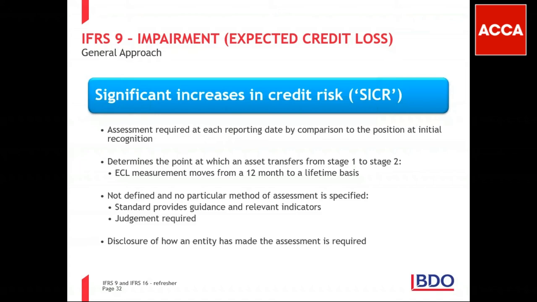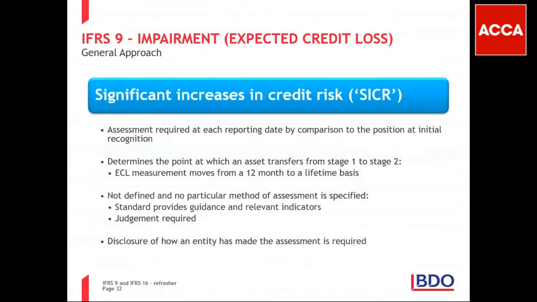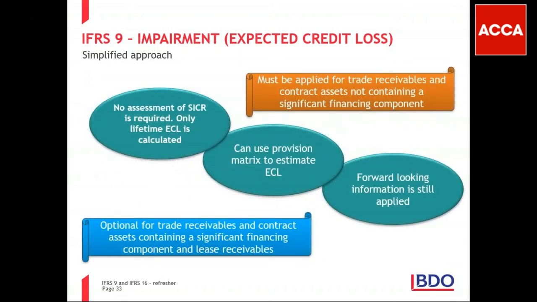The standard provides guidance and relevant indicators, and a lot of judgment is required to be applied by the entity to see and categorize how the increase in credit risk has been. IFRS 9 also requires the entity to disclose the methods used to determine the significant increase in credit risk in its financial statements. So that is the general approach to recording the expected credit losses within the financial statements.